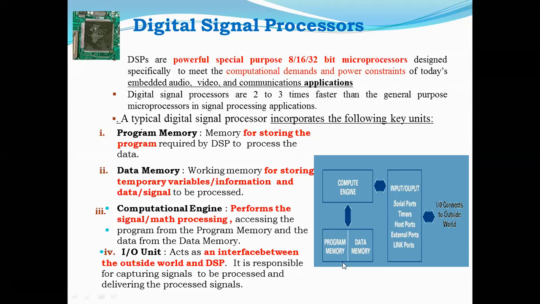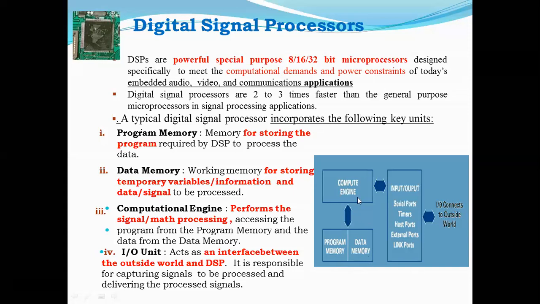Can you see on the left hand corner what all the components are in the DSP? You have a program memory, a data memory, a compute engine, and an IO unit. So DSP is also a small processor. It is made up of a program memory. You know what a memory is? It is used for storing the required program for the DSP. And also the data, whichever program you store, the data has to be shared with that program, right? So the data memory is also required.